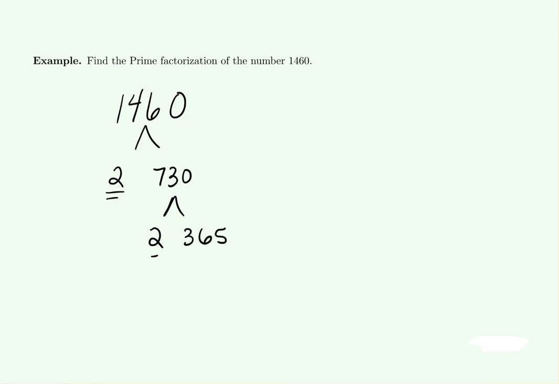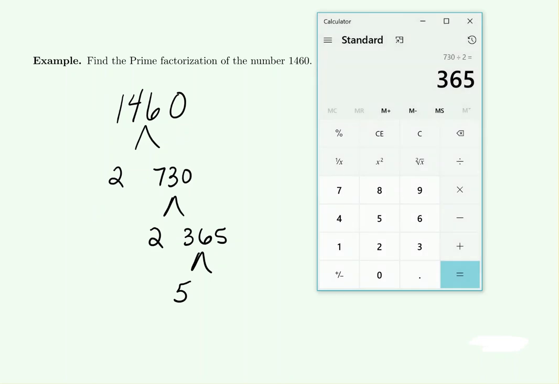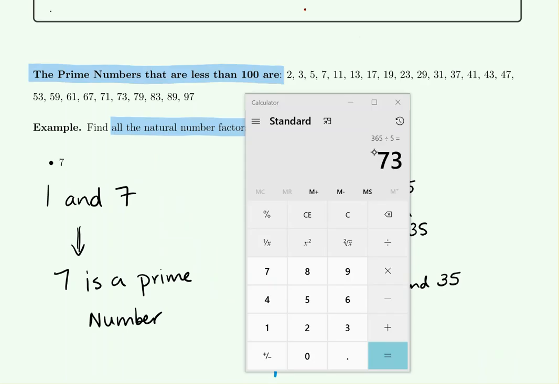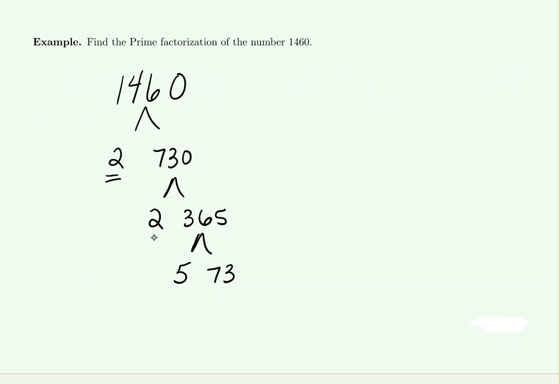365 ends in 5. Now again, I don't take these any further because they're already ending in prime numbers. 365, I know since it ends in a 5, can be divided by 5. 365 divided by 5 is 73. And here we might want to refer back to our list of prime numbers under 100 that we should have next to us. Notice one of the factors was 73. We look through our list of prime numbers less than 100, and 73 is one of them, so 73 is a prime number. So I know 2 is prime, I know 5 is prime, and I verified 73 is prime. So every end of the branch in this factor tree ends in a prime number.